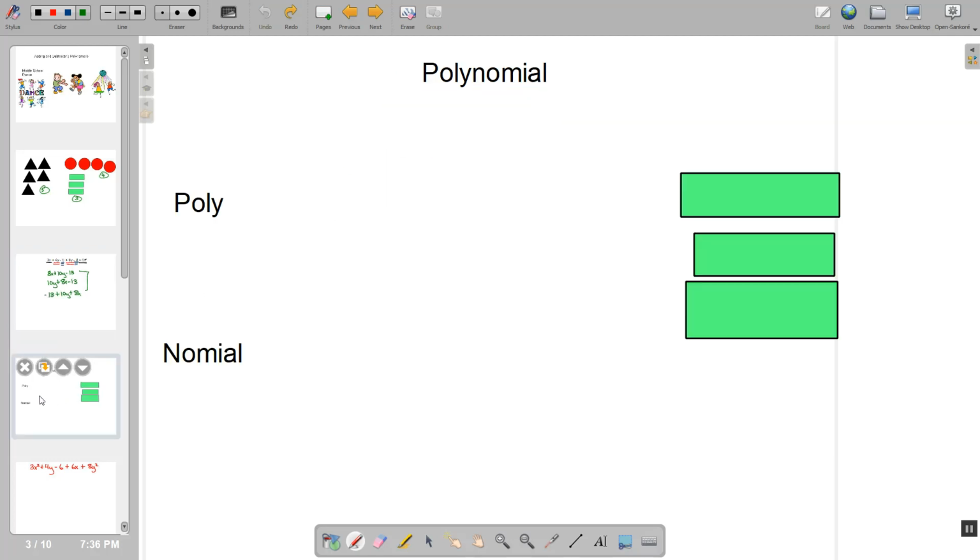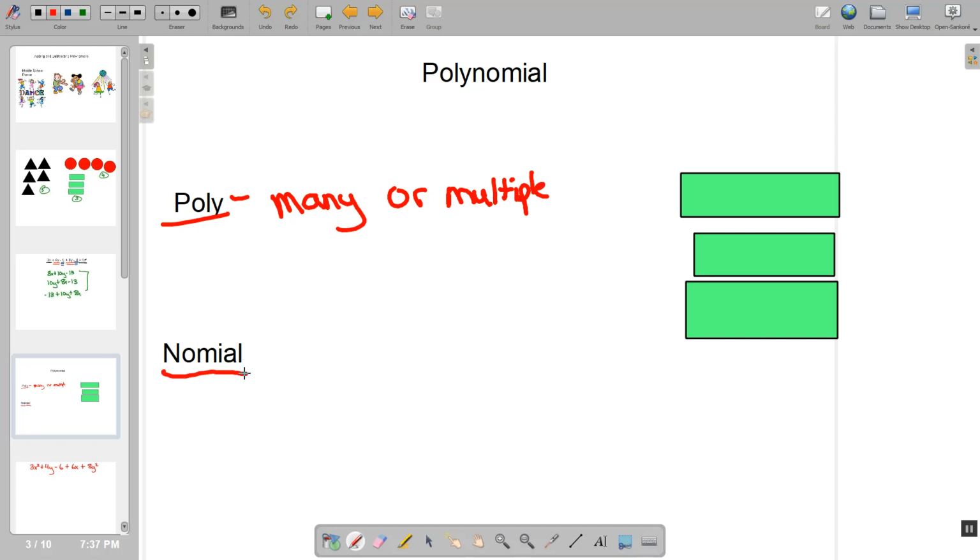So now we can get into the terminology of a polynomial. And when we know the word poly, or hear the word poly, this means many or multiple. So polynomial is many nomials. And nomials, as a term by itself, simply means terms or items. So in a math context, polynomial is an equation or an expression with many terms.